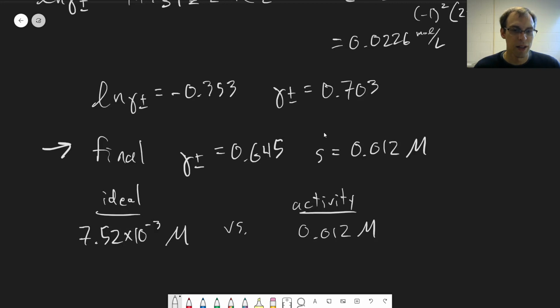So this is an example of why we care about activities and activity coefficients, why you've learned about it: it does make a difference in equilibrium calculations, particularly in things involving ions or things at high concentrations. And that is the end of chapter 26.